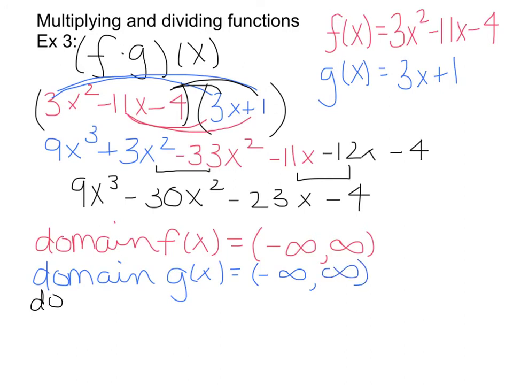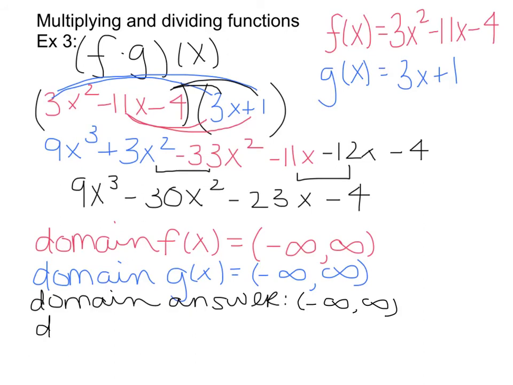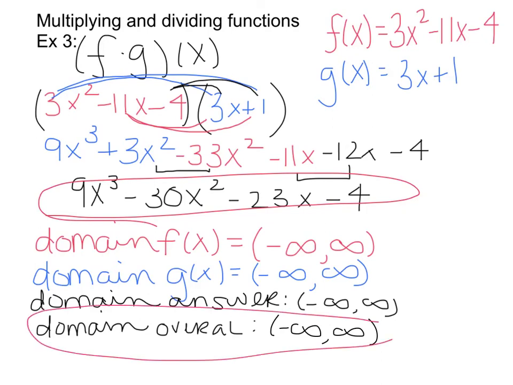Now let's look at the domain of your answer. Since you're given 9x cubed minus 30x squared minus 23x minus 4, this is just a polynomial, and the domains of polynomials are also negative infinity to positive infinity. So my domain overall is, since all three of these are the exact same thing, the most restricted one is the exact same thing, negative infinity to positive infinity. So your two answers, when you multiply it together, is this and that.